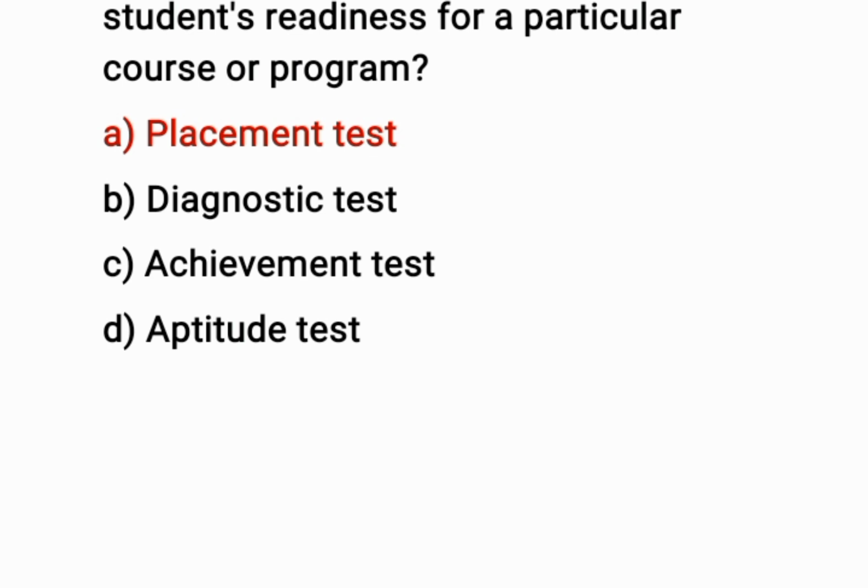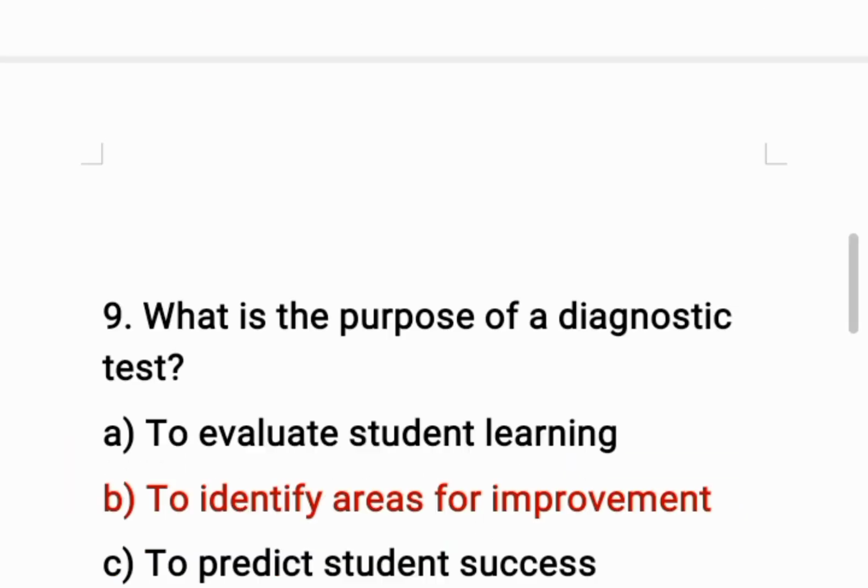Okay, question number 8. Which test is used to determine a student readiness for a particular course or program? The correct option is A. Placement test is used to determine students readiness for a particular course or program.